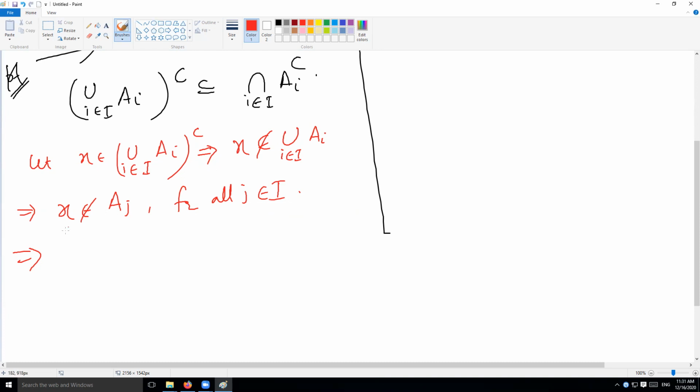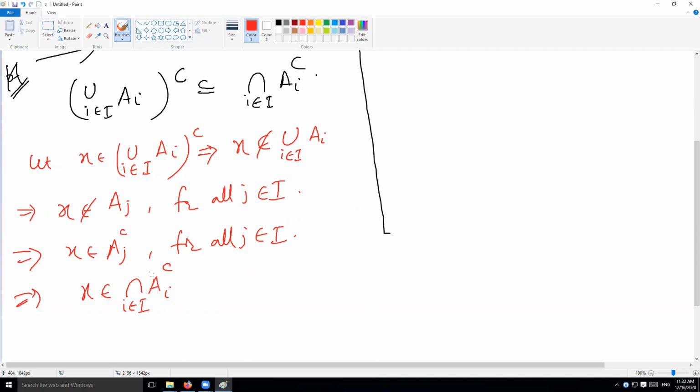So X belongs to AJ complement, and you have to say that this is true for all J in I. So if X is in all AJ complement for all J in I, what does it mean? I can say that this means that X belongs to the intersection of AI complement such that I belongs to I. Do you agree with me?